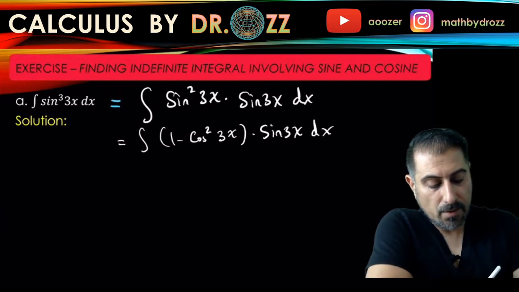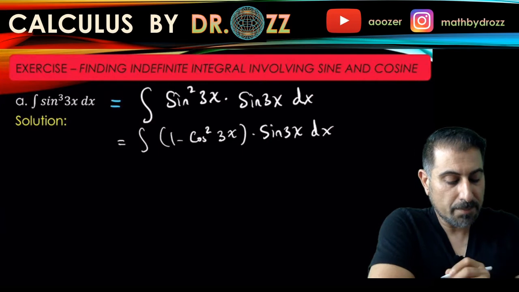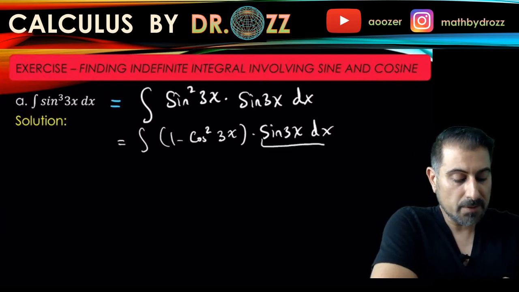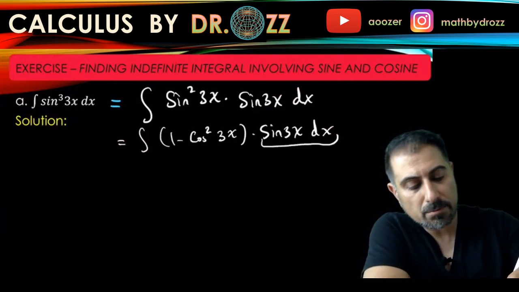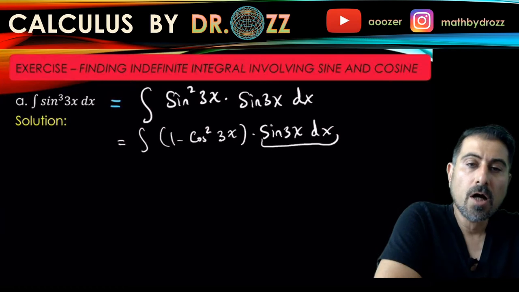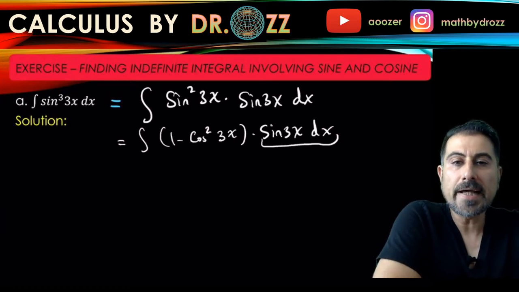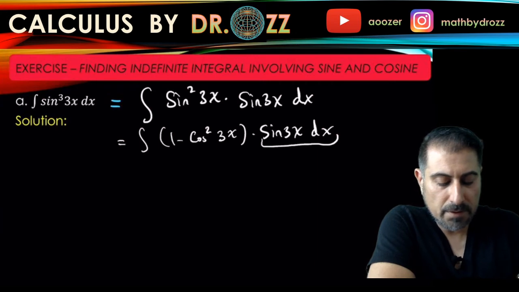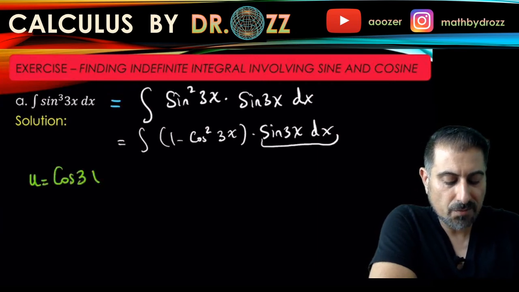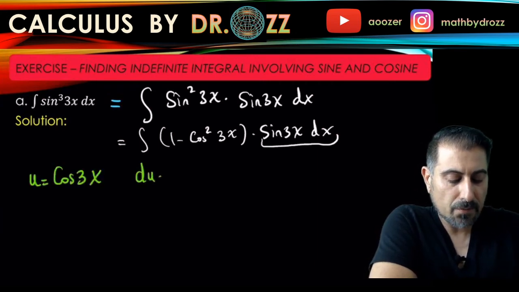Let's get rid of this one part, because I think we can do the u substitution in one shot. Let's call cosine 3x to be u. So that du will be minus 3 sine 3x dx.